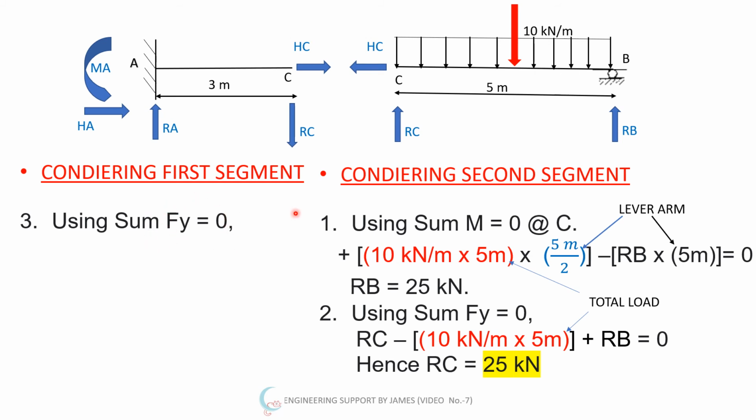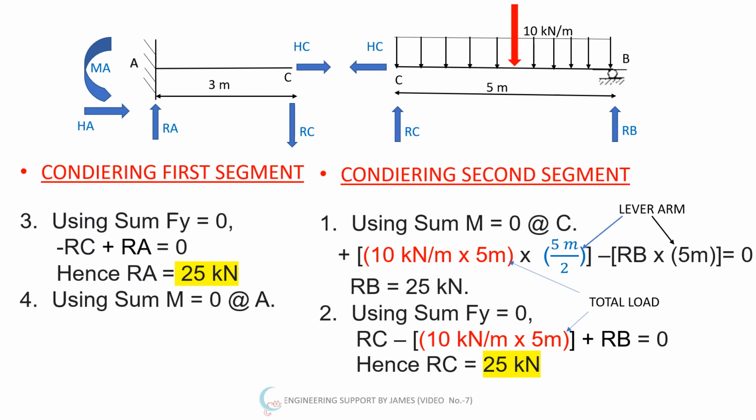Then I'll start with the summation of forces in vertical direction. I'll equate it to 0 for this segment only. So my equation will be minus RC, which is downward, then RA upward, then I'll equate it to 0 and I'll add the value of 25 kilonewton for RC here. After solving it I'll get the answer as RA is equal to 25 kilonewton.